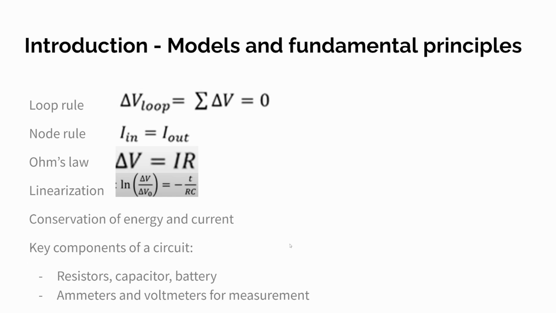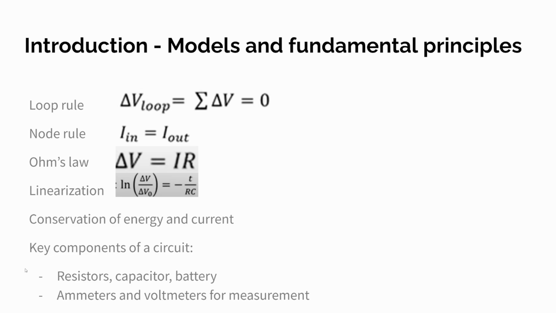The node rule states that the current entering a node equals the current leaving it due to the conservation of charge. The loop rule states that the sum of all electric potential differences around a circuit loop is zero, and Ohm's law states that the current through a conductor is proportional to the voltage across it, with the formula delta V equals IR. We're also going to be linearizing some data and using conservation of energy and current, which is reflected in the loop and node rule.